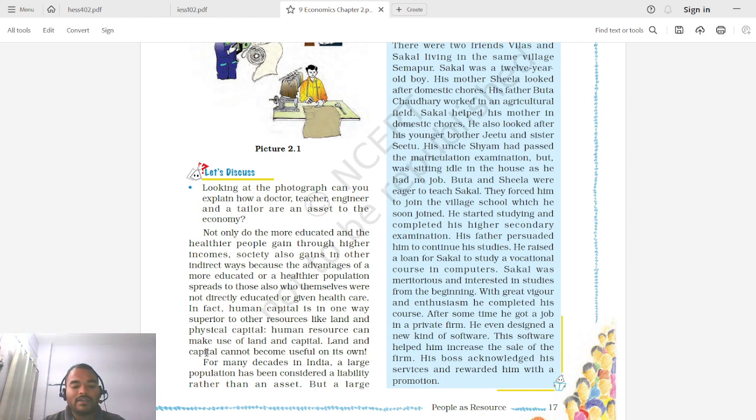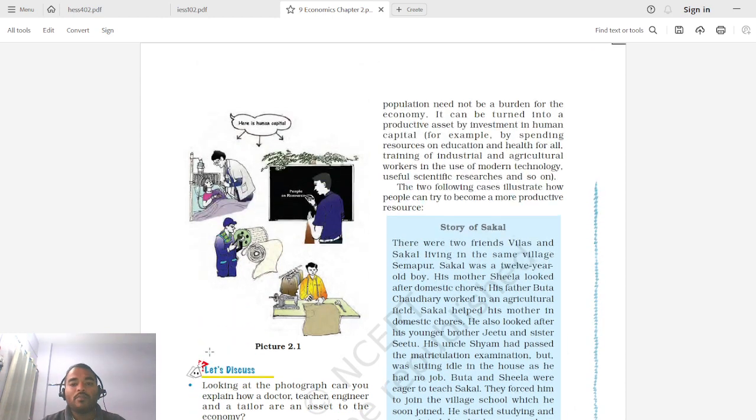For many decades in India, a large population has been considered a liability rather than an asset. But a large population need not be a burden for the economy. It can be turned into productive assets by investment in human capital. For example, by spending resources on education and health for all, training of industrial and agricultural workers in the use of modern technology, useful scientific research, and so on.